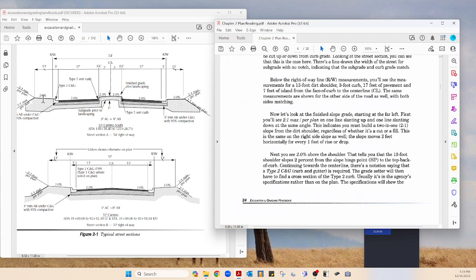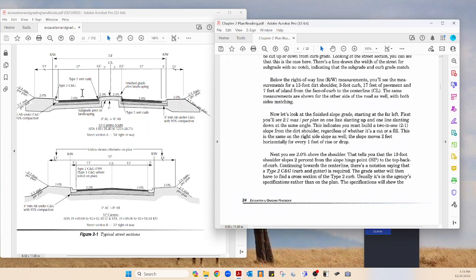Okay, so you see 2% on this shoulder, 2% above the shoulder. That tells you that the 13-foot shoulder slopes 2% from the slope hinge point to the top back of curve. So it's going from here, like we talked about, going down from this hinge point to the top back of curve. That's the hinge point. Both sides, both sections, same thing.